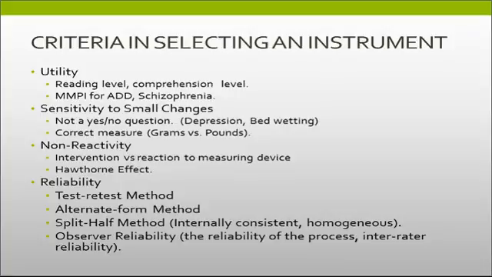Criteria in selecting an instrument. In order to measure a variable, we need a measuring instrument to measure it with. In order to decide which instrument is best for measuring a particular variable in any given situation, there are 5 criteria that we must consider: utility, sensitivity to small changes, non-reactivity, reliability, and validity.